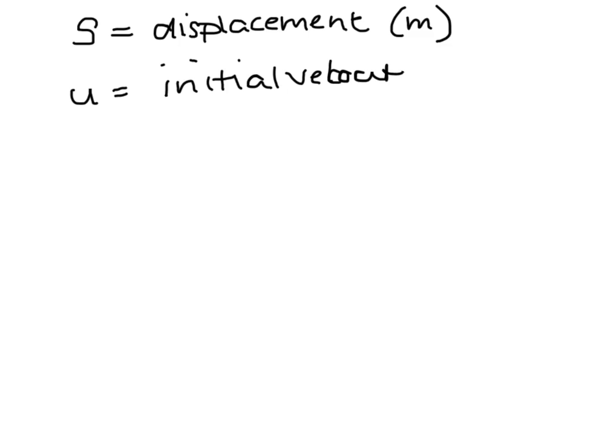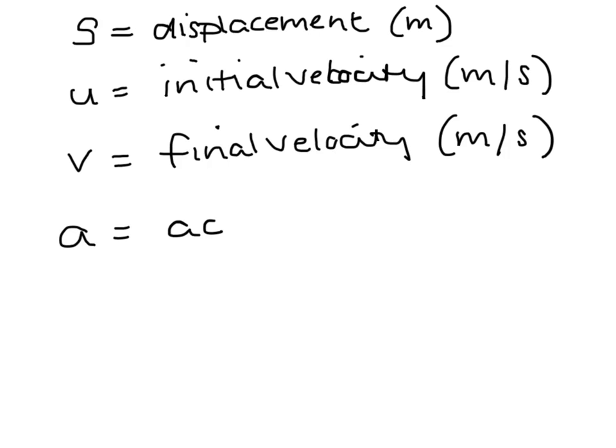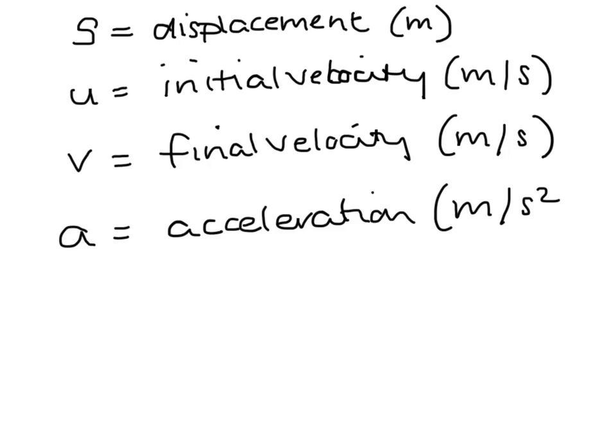And of course velocity is measured in meters per second. And then finally V, which means final velocity, which is measured in, again, meters per second. A stands for acceleration, and remember that's measured in meters per second squared. And then finally T, which is time. And of course that must be measured in seconds.